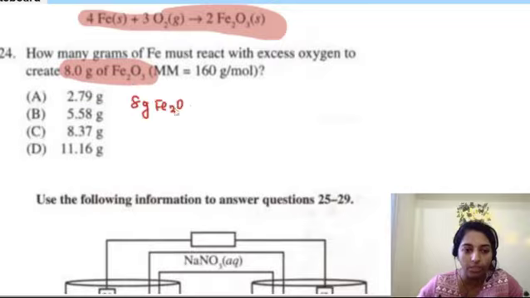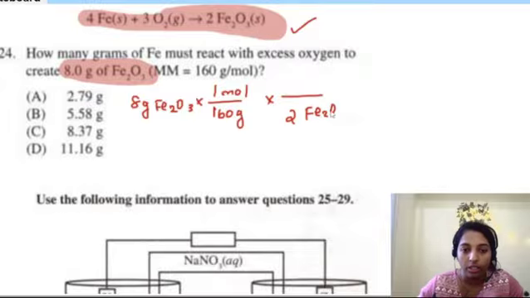So for Fe2O3, we can always start with the given. The given thing is 8 gram of Fe2O3. So start with Fe2O3. What's the molar mass? 160, they were given already. So 160 gram, we need to cancel gram, so gram should be the bottom and top will be 1 mole. 1 mole of what? Fe2O3. Then what is the Fe relationship? See, the top reaction also says that 2 Fe2O3, if you want to get 2 Fe2O3, you need to react 4 Fe moles, right?